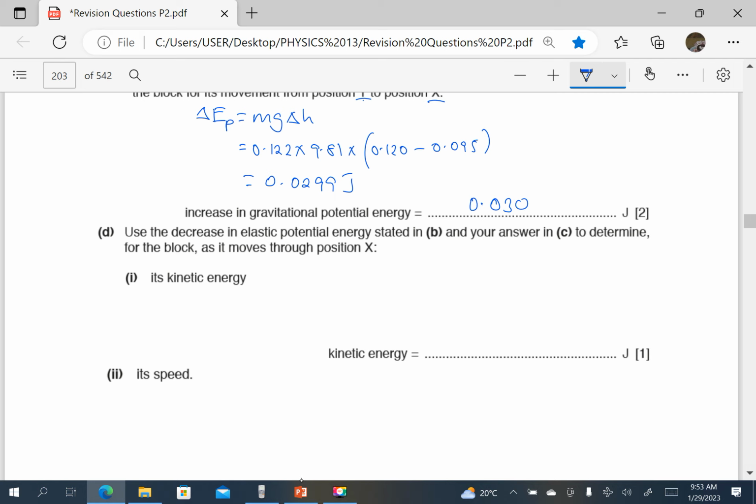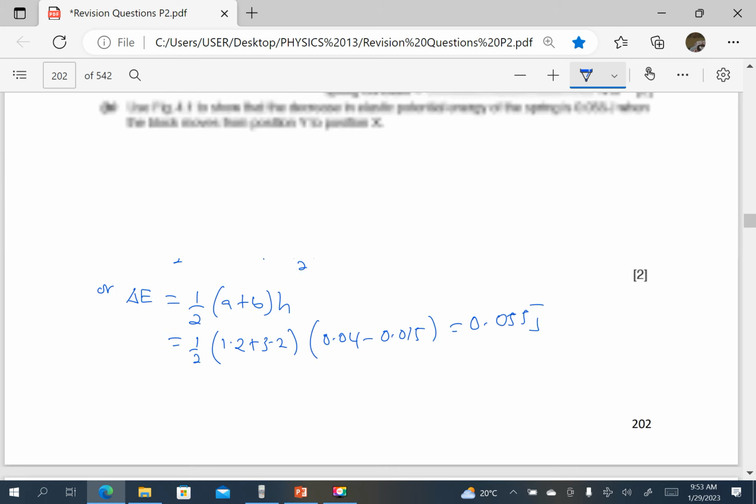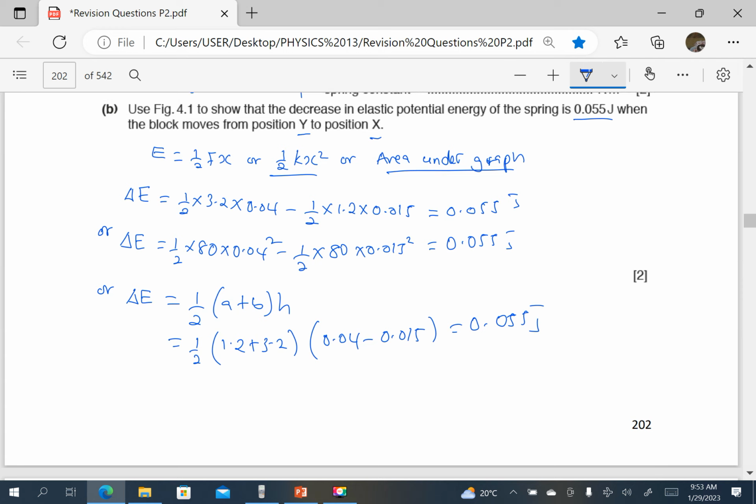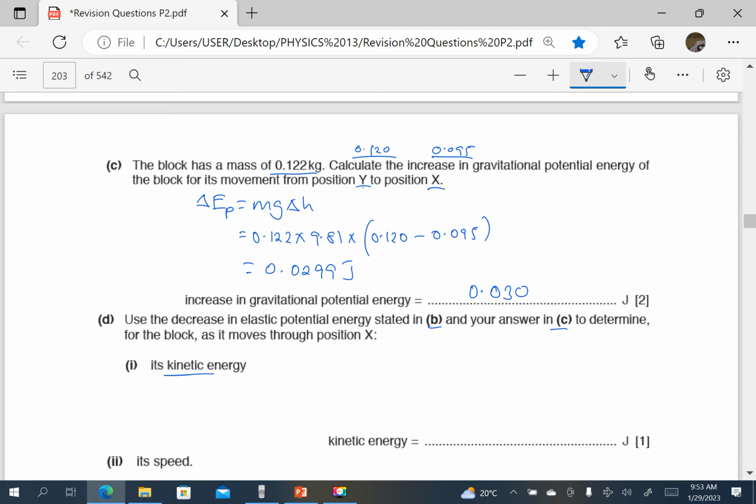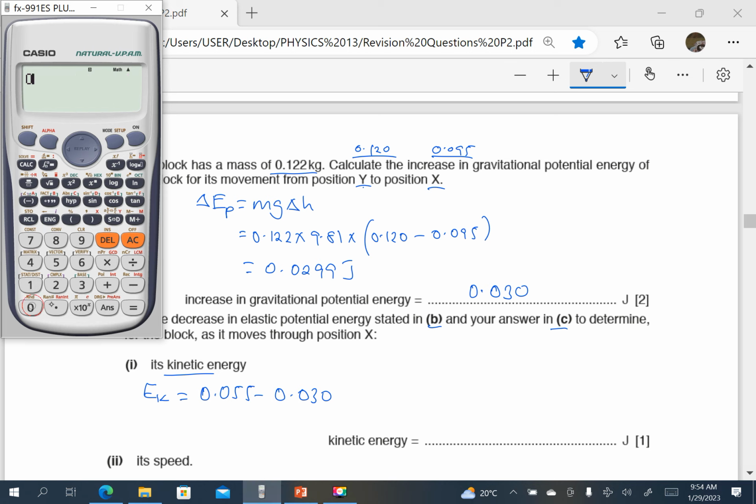Use the decrease in elastic potential energy in B and your answer in C to determine the kinetic energy of the block as it moves through point X. So we have seen the increase in gravitational potential energy, yet in part B we have seen the decrease in elastic potential energy. It means not all the decrease in elastic potential energy becomes an increase in gravitational potential energy. Part of it is becoming kinetic energy. So the kinetic energy is simply the difference, 0.055 minus 0.030, which is 0.025.